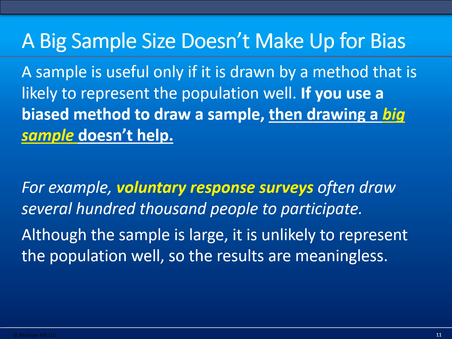So oftentimes we think the bigger the sample, the better the survey. And that's not necessarily true. A sample is useful only if it is drawn by a method that is likely to represent the population well. If you use a biased method to draw a sample, then drawing a bigger sample doesn't help. For example, voluntary response surveys often draw several 100,000 people to participate. Although the sample is large, it's unlikely to represent the population well, so the results are meaningless.